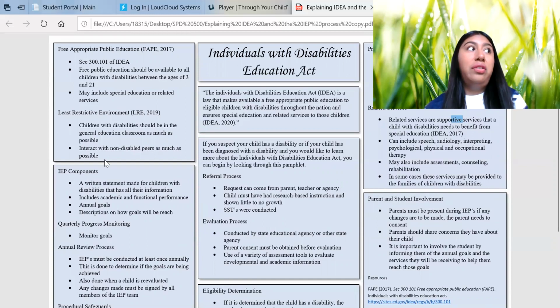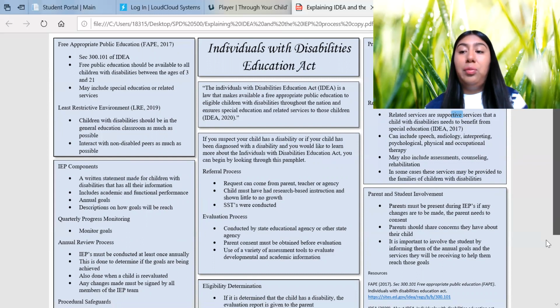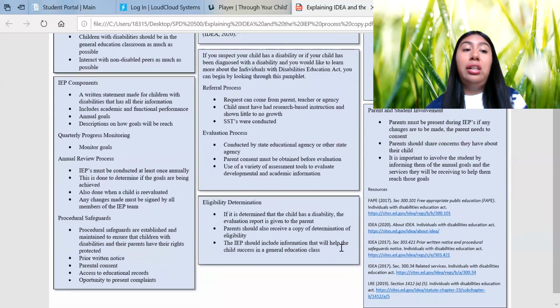You can also find more information about what a least restrictive environment is. And just to give you an idea of that, it is something that is put in place to help children with disabilities stay in a general education classroom as much as possible. Okay, if we move down, we learn a little bit more about what the IEP is all about.